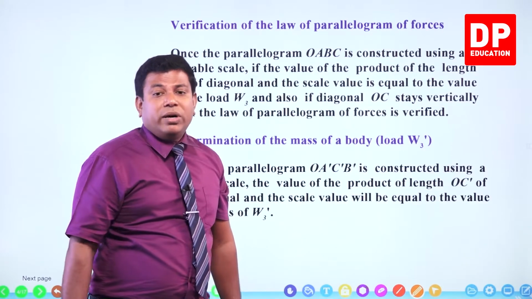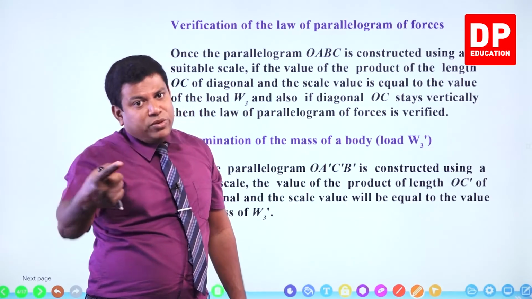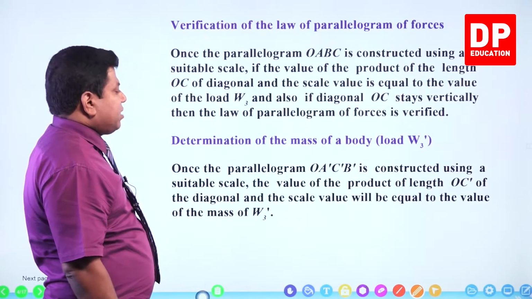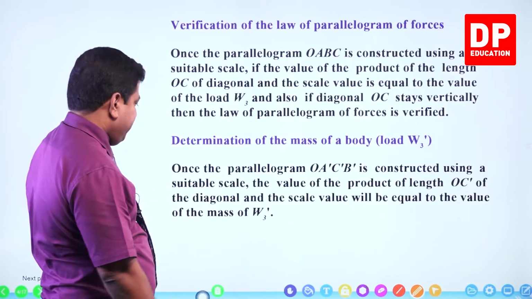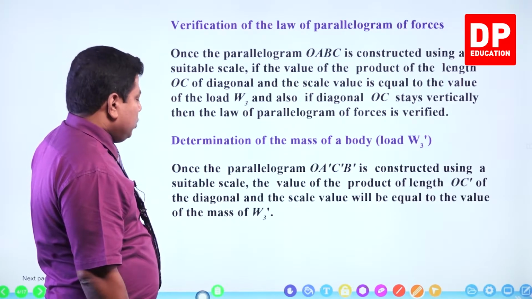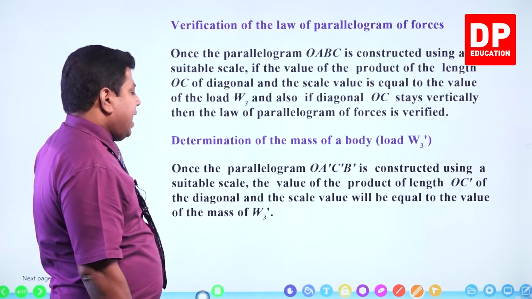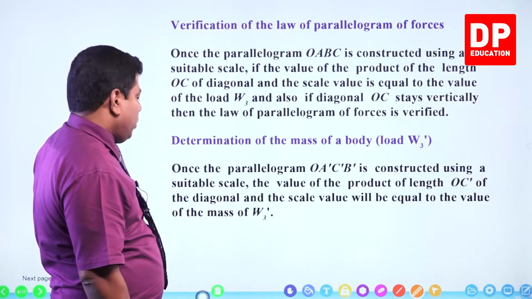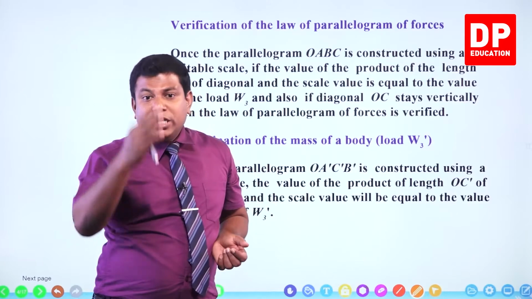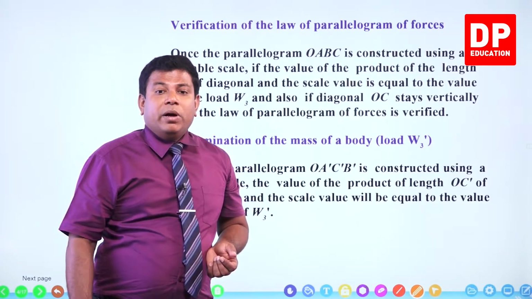The parallelogram has to be vertical, and then measure the length, multiply by the scale, that should give you the weight that we used in the middle. Determination of the mass of a body, load W3 dash. Once the parallelogram OA dash C dash B dash is constructed using a suitable scale, the value of the product of the length OC dash of the diagonal and the scale value will be equal to the value of the mass W3 dash. Similar way, complete the parallelogram, measure the diagonal, vertical diagonal, multiply by the scale.